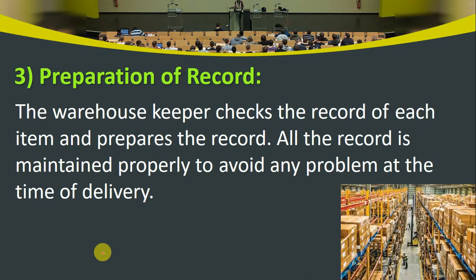Okay, the next one is actually preparation of record. So, preparation of record. The warehouse keeper checks the record of each item and prepares the record. All the record is maintained properly to avoid any problem at the time of delivery. Preparation of record. The warehouse keeper checks the record of each item.